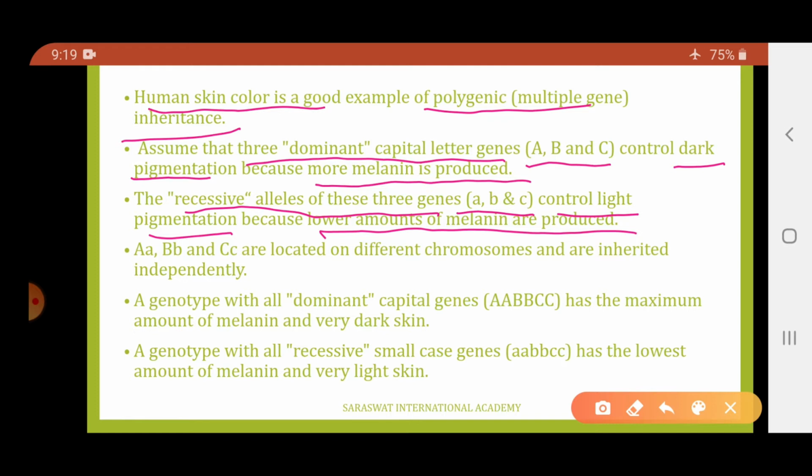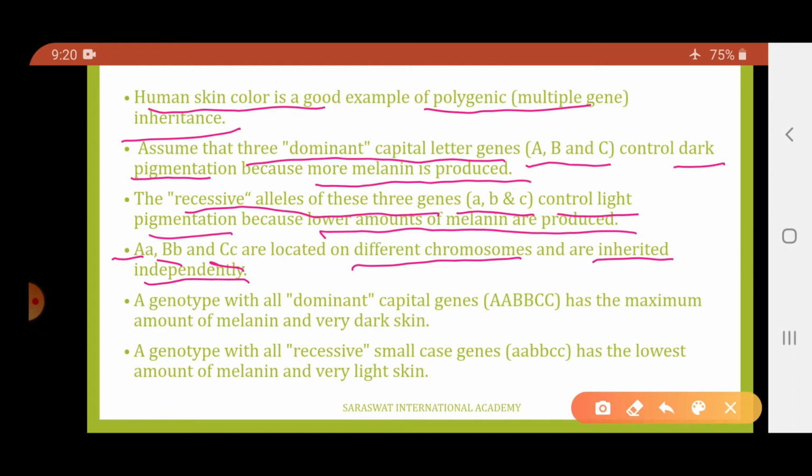Now students, these genes, capital A, capital B, small b, capital C, small c, are located on different chromosomes and are inherited independently.